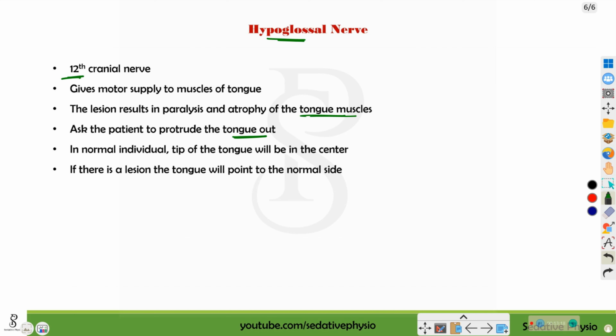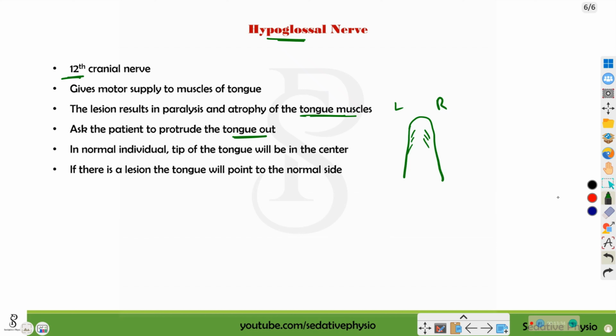In the normal condition, what happens? For example, this is the tongue of any patient. This is the left and this is the right side. So the muscles are here and the muscles are here. On both sides the muscles are present, and these muscles are counterbalancing their force.